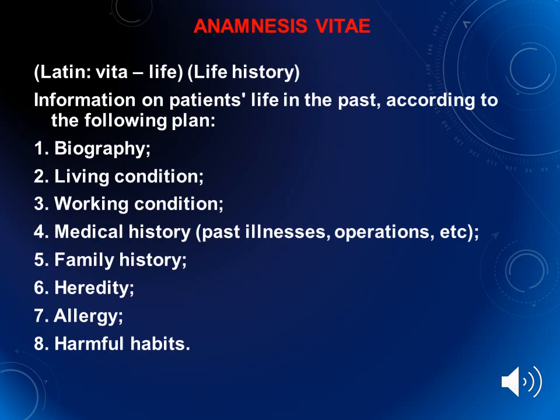Family history: any cardiovascular disease or diabetes mellitus or cancer in very close relatives, or any infections in the family, for example, tuberculosis or HIV infection in close relatives, heredity, any genetic diseases, allergies to food or drugs, or harmful habits such as alcohol intake or alcohol abuse or drug abuse, or smoking habits of patients, which can contribute to development of the current disease.